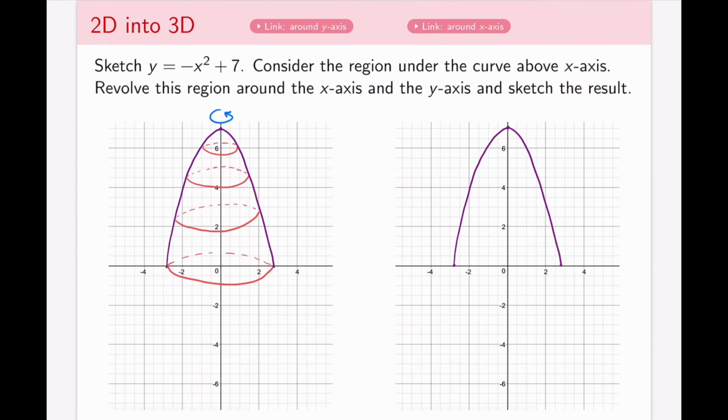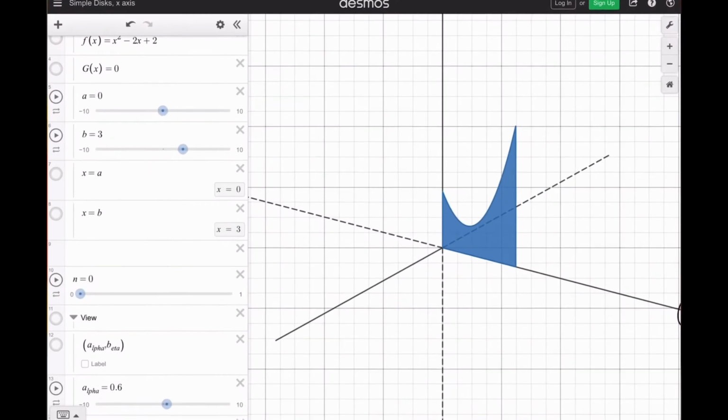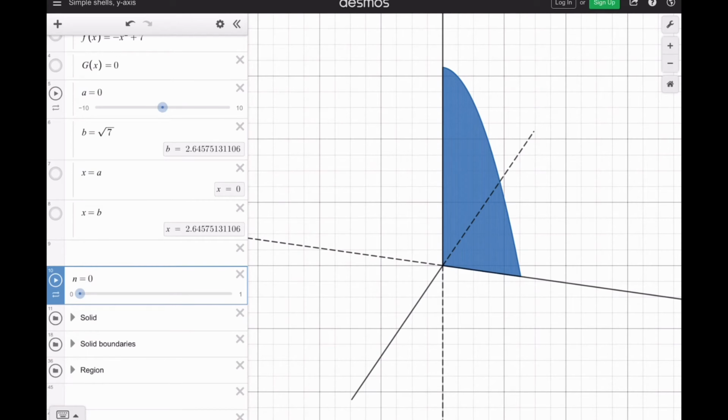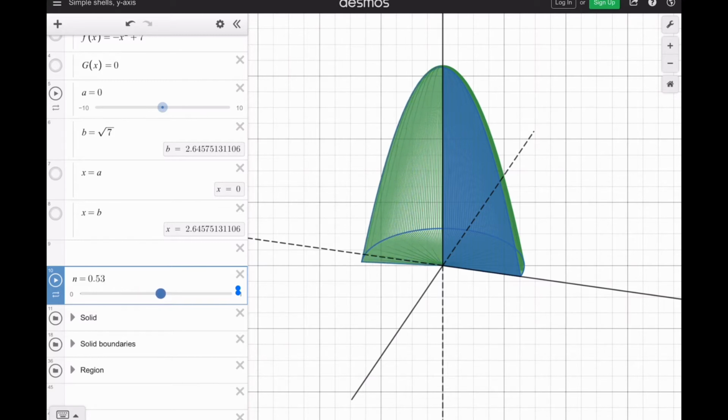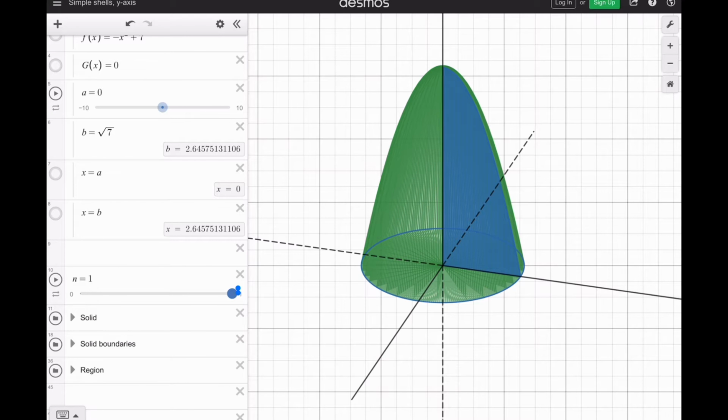Now we can of course use Desmos to visualize these things. So here is half of my parabola, and as I rotate it around, it's going to trace this upside down looking bowl that I have already seen in my hand-produced sketch, right? So as I make the full rotation, the curve will close on itself and I'll have this object.